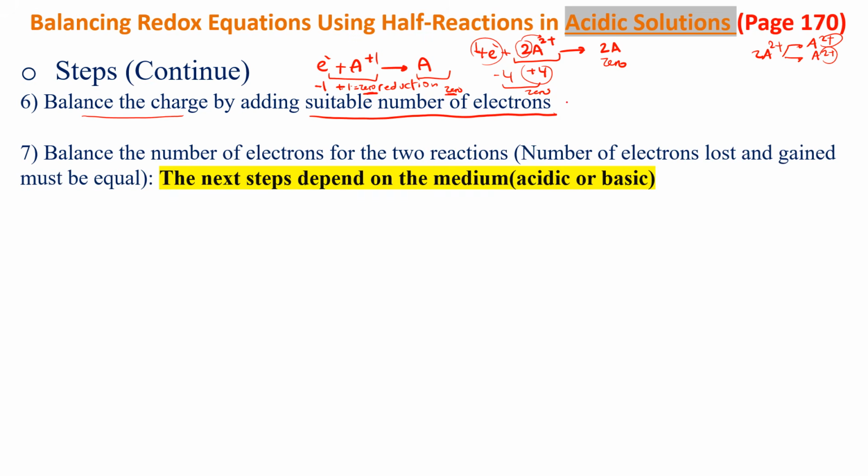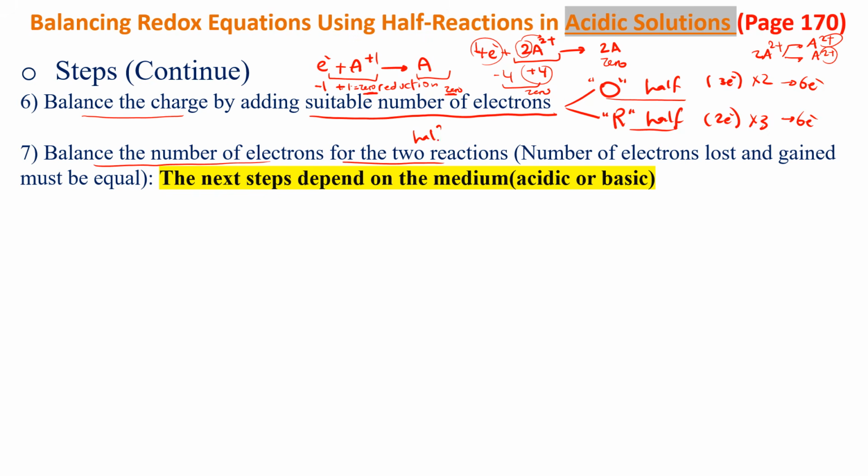Now, after you do that, of course you do this to the oxidation half and the reduction half, each half reaction. After you do that, sometimes you will find the number of electrons, let's say here 3 electrons and here 2 electrons. You need to multiply the equations so that they have the same number of electrons. So multiply this by 2 and this by 3. Now you will have 6 electrons here and 6 electrons here. Because the electrons lost in the oxidation must be the same as the electrons gained in the reduction. Okay? So balance the number of electrons for the two half reactions.